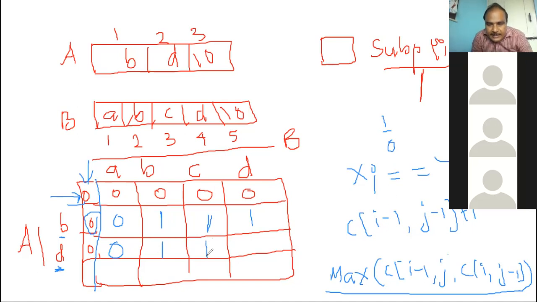Correct. Next you take the next character, this D, compared with D. Now there is a match between D and D. When there's a match, what do you have to do? The diagonal element. This is the diagonal element, and 1 plus 1 becomes 2. That's all the problem.